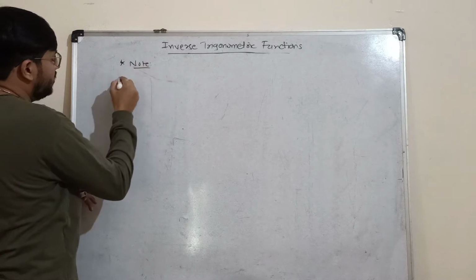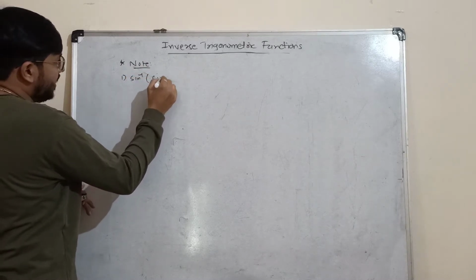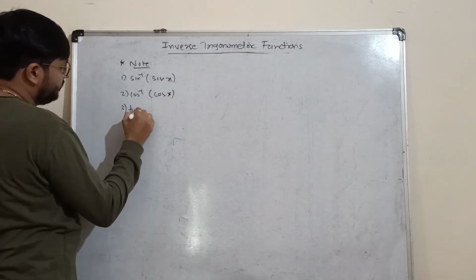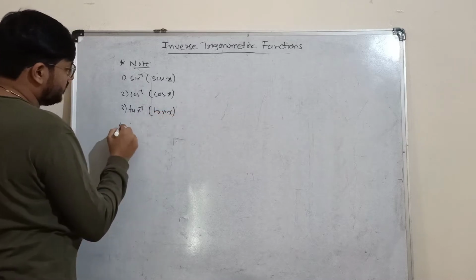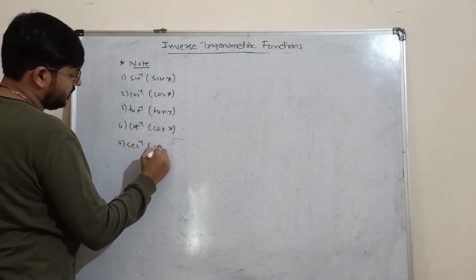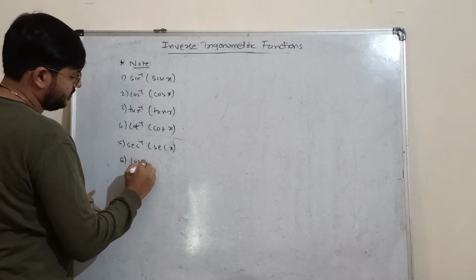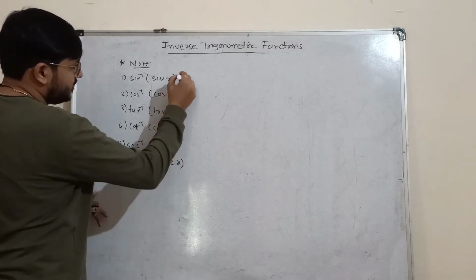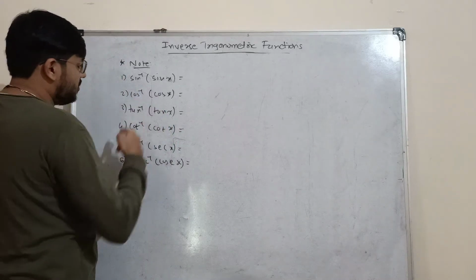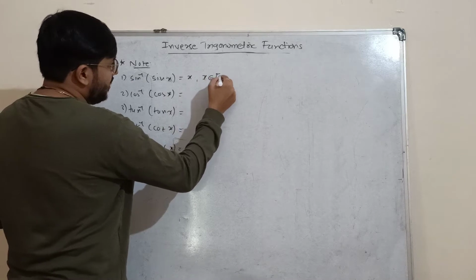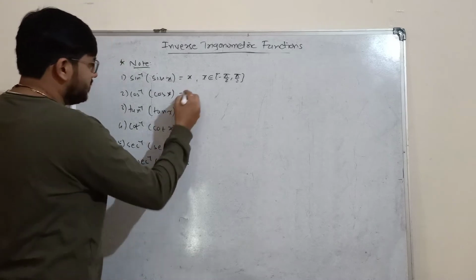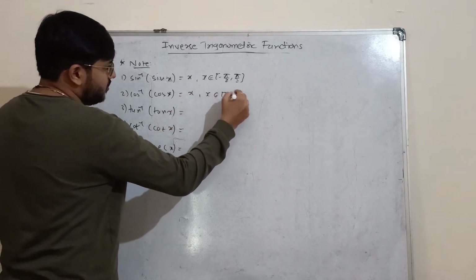It's a very important point: if I have sine inverse of sine x, cos inverse of cos x, tan inverse of tan x, cot inverse of cot x, sec inverse of sec x, and cosec inverse of cosec x, then according to the rule, sine inverse of sine x will give the answer x if and only if x belongs to minus pi by 2 to pi by 2. Similarly, cos inverse of cos x is x if x belongs to 0 to pi.